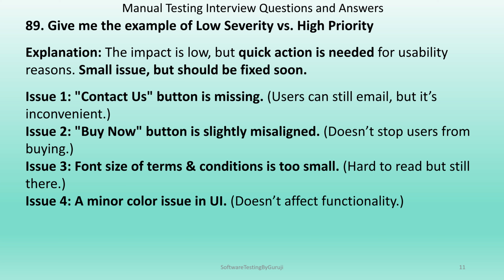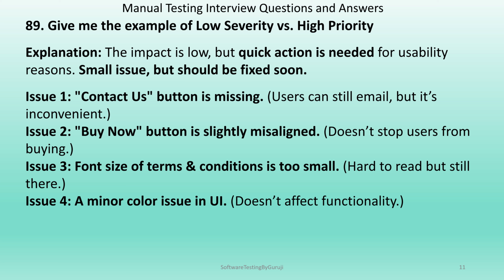Next question is, give me the example of low severity versus high priority. Explanation. The impact is low but a quick action is needed for usability reason. We can say that it's a small issue but should be fixed soon. Let's see the different examples.